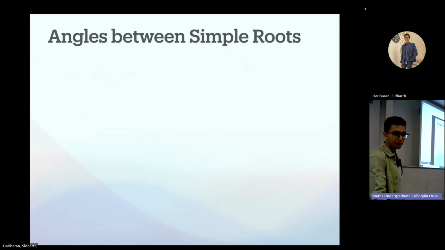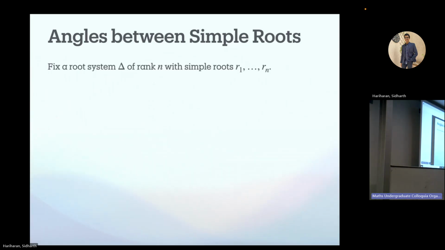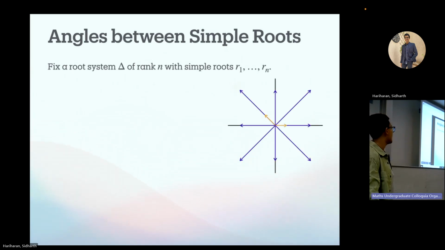All right. So angles between simple roots. Simple roots have a lot of fascinating properties, and one of them has to do with the angle. So let's first fix a root system. We'll call it delta, and we're only going to look at the simple roots because it turns out that that's all we need to look at. Again, we're going to stick with our friend V2. So we have the 2 simple roots R1 and R2. We saw earlier how to pick these guys.